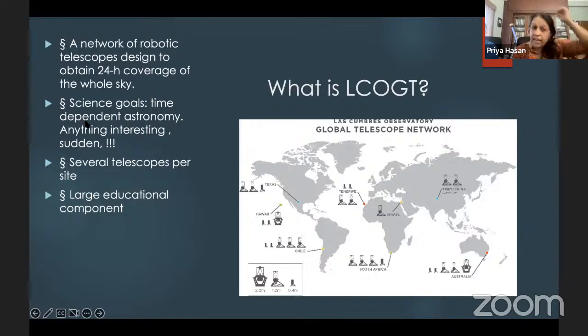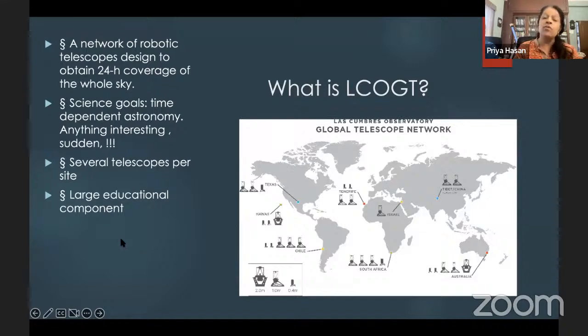So the basic science goal is to look for time-dependent astronomy, anything sudden. If you're part of what are called Global Sky Partners, which we are, you can always contact us at any time. If there's something really immediate which needs to be observed immediately, it can be done. And like I said, since you have such a widespread area, you can do it.